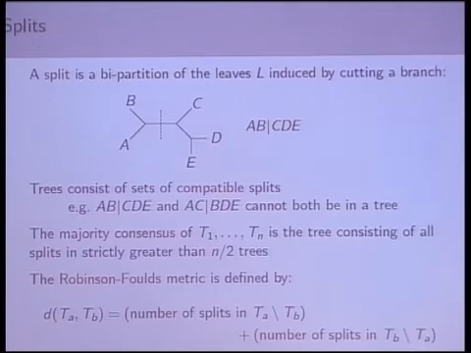So here's a very quick recap, which you probably already know about, to do with the Robinson-Folds metric. A split is a bipartition of a set of leaves on a tree. This is a tree rather than a metatree. Trees consist of compatible sets of splits. There's something called the majority consensus of a set of trees, which is a tree which contains the splits in strictly more than half the trees. And then the Robinson-Folds metric basically counts up how many splits you've got in one tree but not the other. So it consists of the number of splits in tree A but not tree B, plus the number of splits in tree B but not tree A.